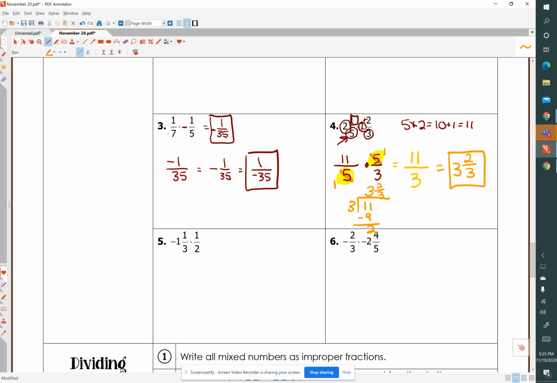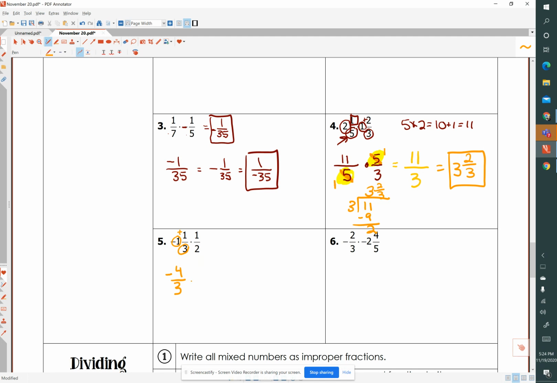And let's look at number 5. We're going to first turn this into an improper fraction. 3 times 1 is 3, plus 1 more is 4. So that would be -4/3.